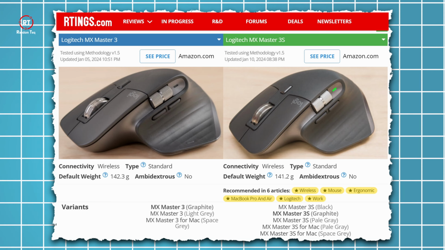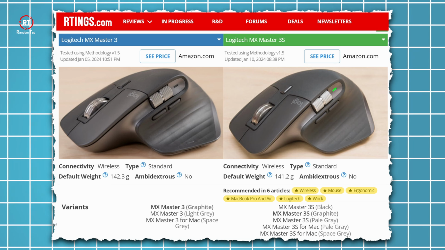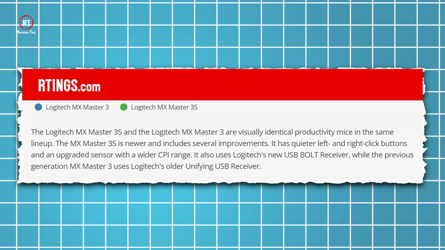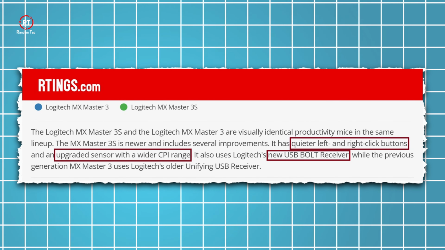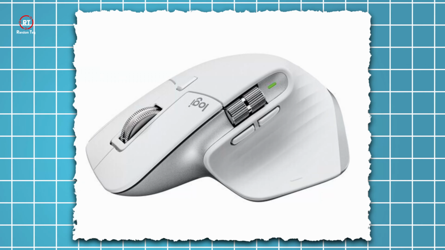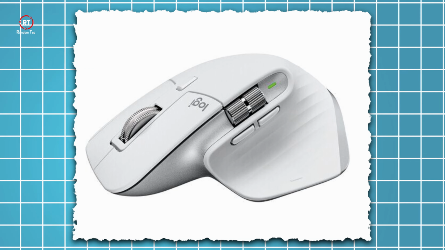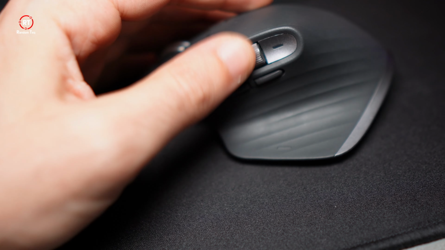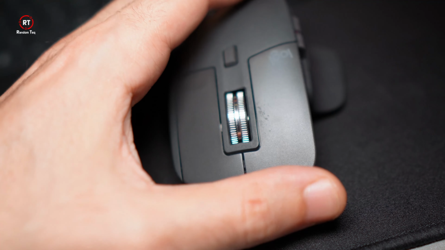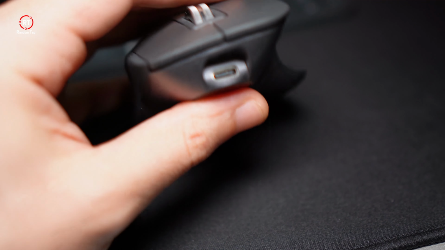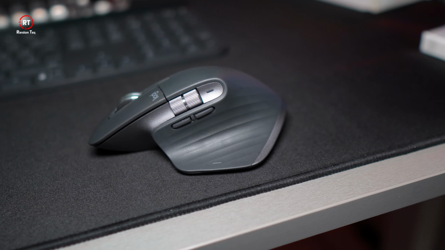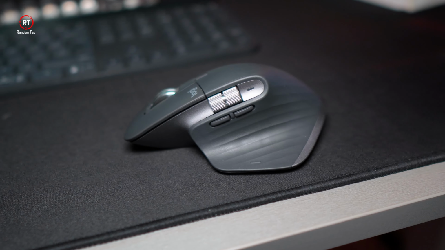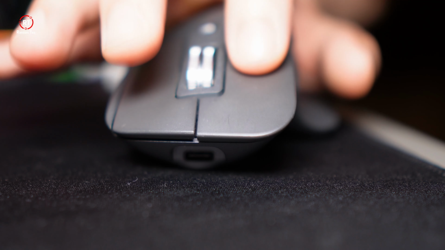There are 4 differences between them. Better sensor with a wider CPI range, new USB bolt receiver, an additional color, and finally, quieter left and right buttons. Now, the last one was a deal breaker for me. I like my mouse as loud as possible, and I'll admit, they're a little bit louder than most mouses.